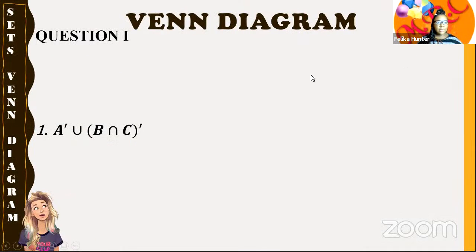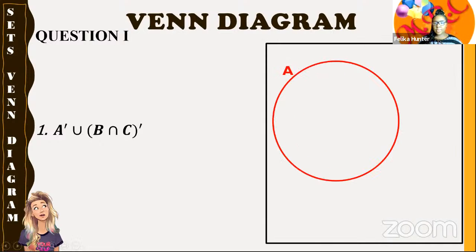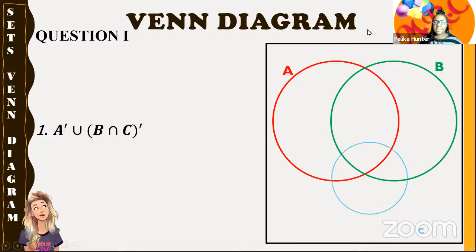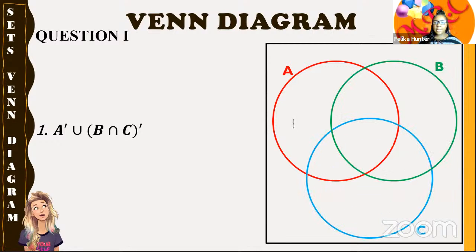All right. So here we have our first question, and the Venn diagram is given. So we have set A, we have set B, and we have set C. And then there go the numbers. All right, so there we have the numbers in the sets.